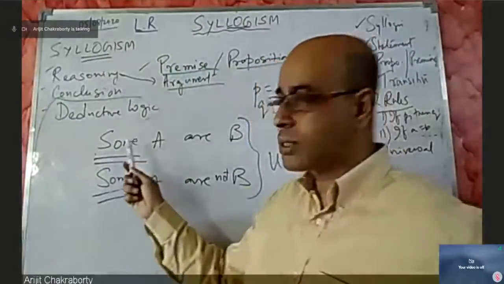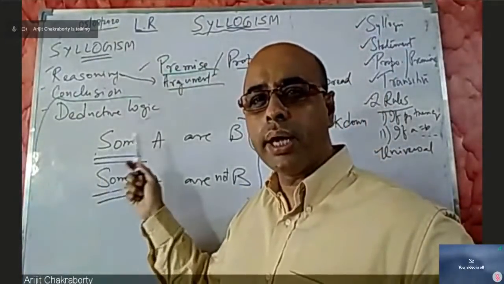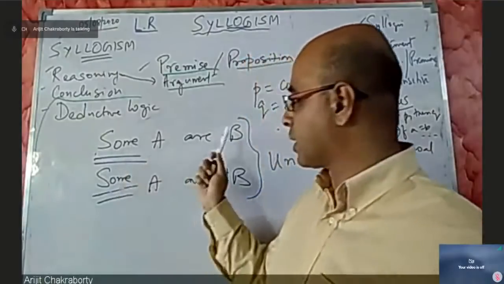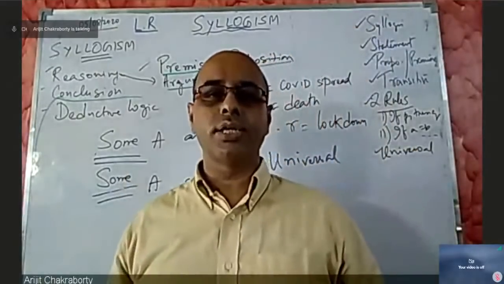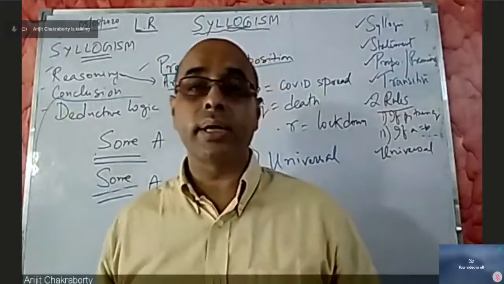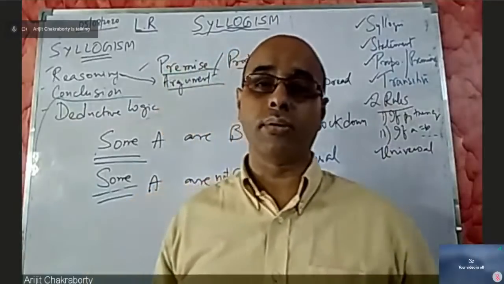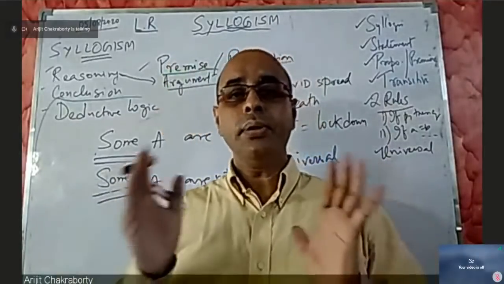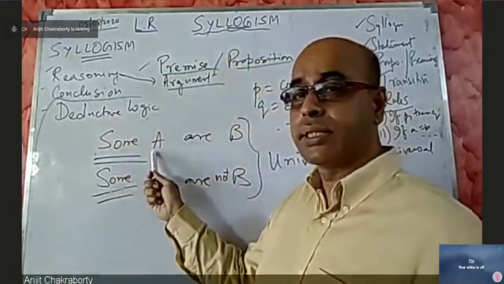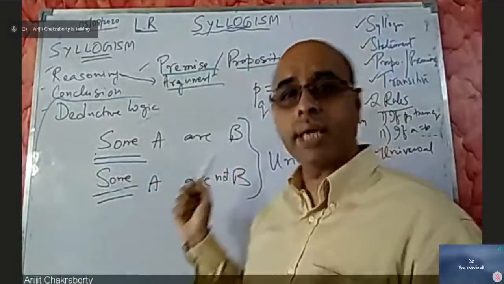Example, some science graduates are chartered accountants. Some science graduates are chartered accountants. Every chartered accountant did not have a commerce background. Okay, so some science graduates are chartered accountants. This can be a statement.